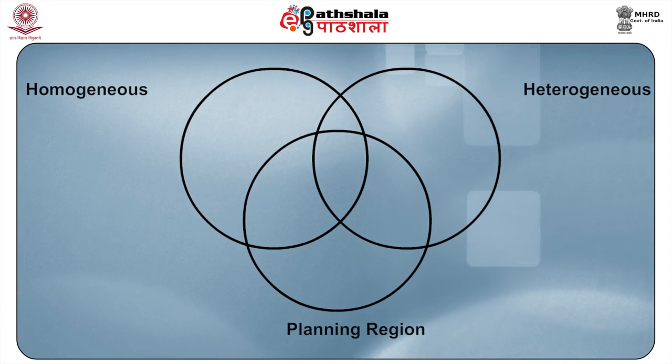Now, the third dimension is called the planning region, and that is very important. What you do as a planner is superimpose the functionality and homogeneity over each other, while appreciating the administrative units of a particular area. For example, you have a community development block, and you try to see how the functionality and homogeneity of the community development block are fulfilling the need. Because ultimately, for improving the quality of governance, for ensuring participation, for fulfilling local needs and local aspirations, you need to take into consideration both the homogeneity as well as the functionality dimension.